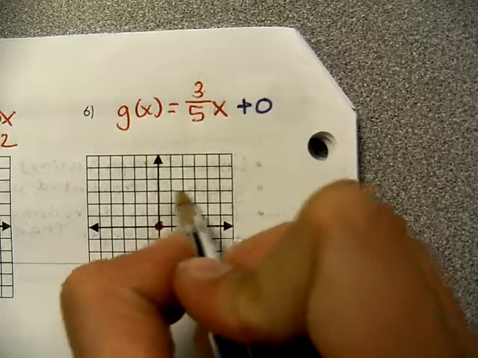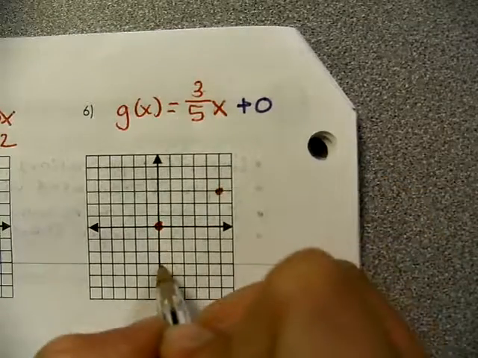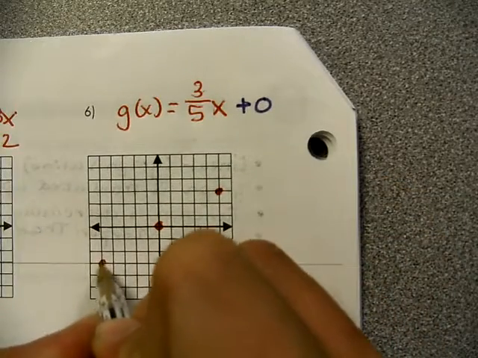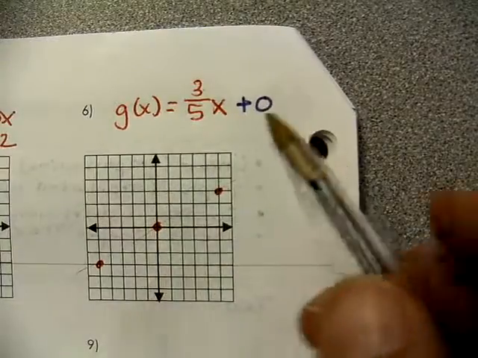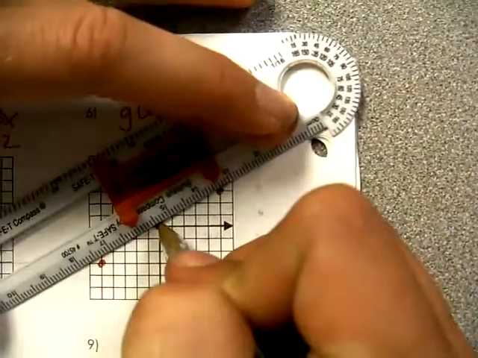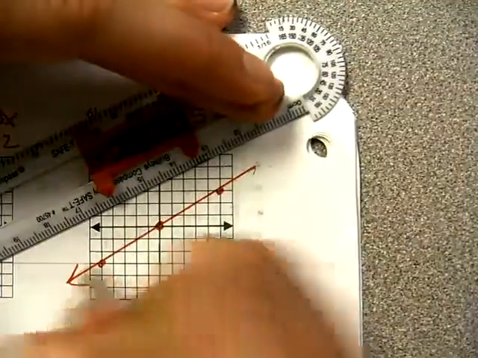Which means I rise 3 and run 5, or go down 3 and left 5. So I can plot that point. Again, I double check. I'm increasing, my slope is positive, that's what I want. So I can graph this line, and I'm good to go.